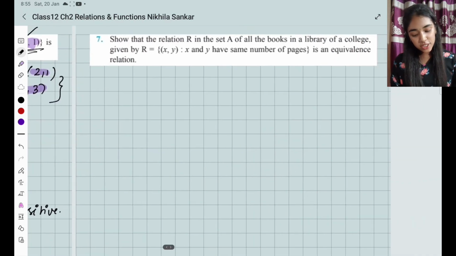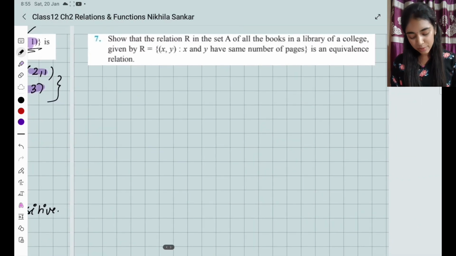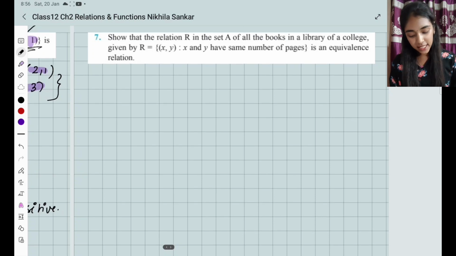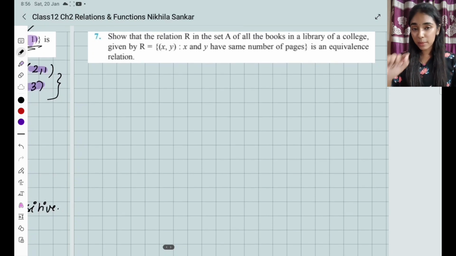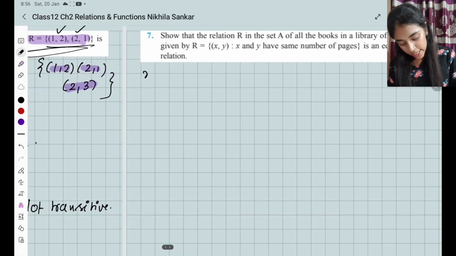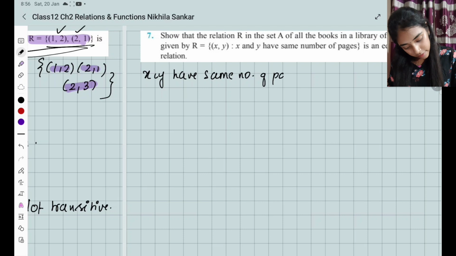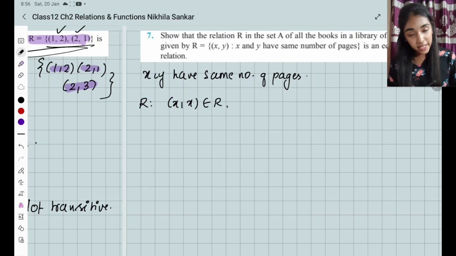Question number 7. Show that the relation R in a set of all books in the library of a college given by R equals {(X, Y): X and Y have same number of pages}. இந்த இடத்துல நம்ம என்ன பார்க்குறோம்? X and Y have same number of pages. இதுதான் செக் பண்ண போறோம்.